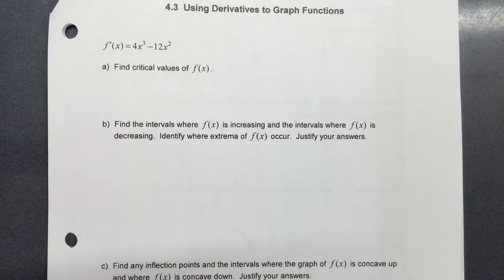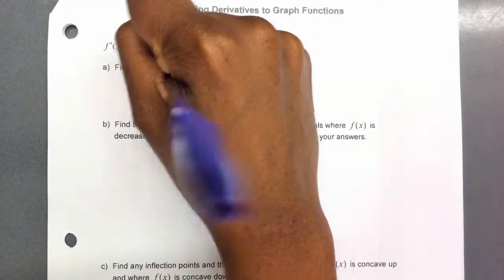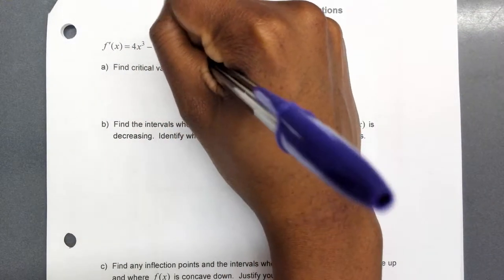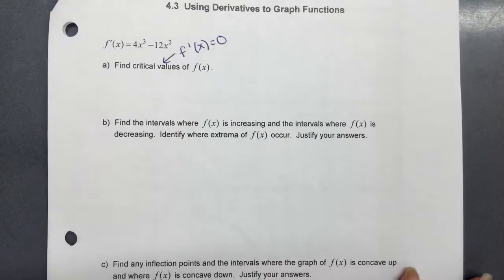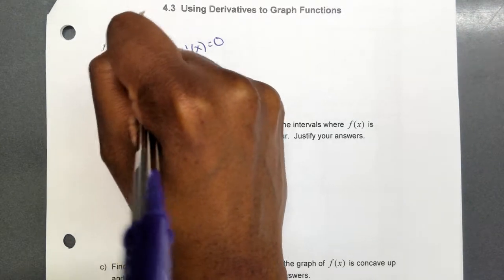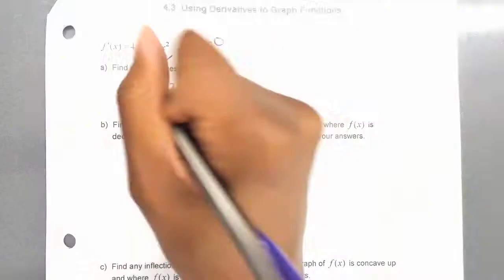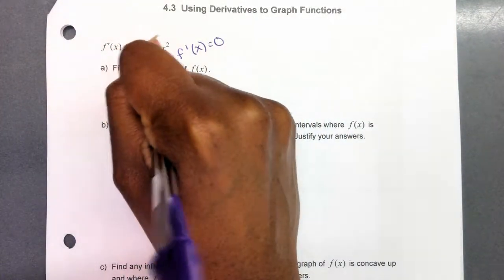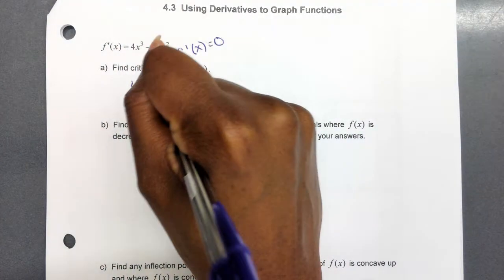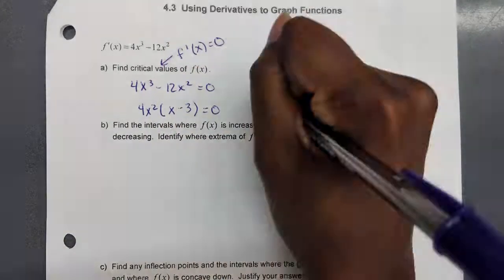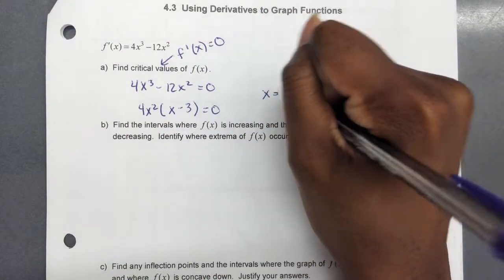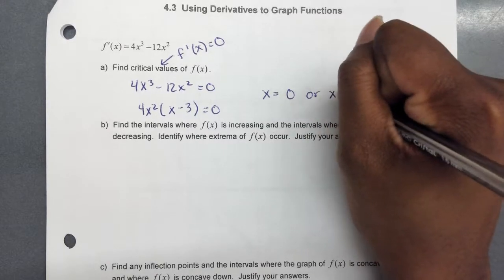So the first example problem says f prime of x is equal to 4x cubed minus 12x squared. We want the critical values. So critical values means that we're looking for when f prime of x is equal to 0. So we're given f prime of x up here. So we just want when 4x cubed minus 12x squared is equal to 0. So when we factor, we get 4x squared times x minus 3 equals 0. So x is either 0 or x is 3.